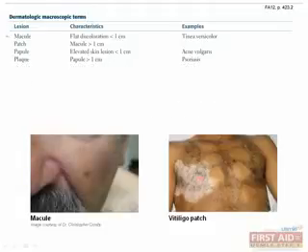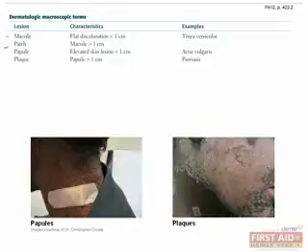A macule is simply a flat discoloration of the skin that is less than 1 centimeter in diameter. If, however, the discoloration were greater than 1 centimeter, it would be referred to as a patch. Similarly, if the skin lesion were less than 1 centimeter but now it were elevated, it would be a papule. And if it were greater than 1 centimeter and elevated, it would be called a plaque.